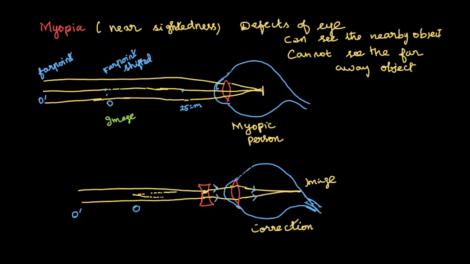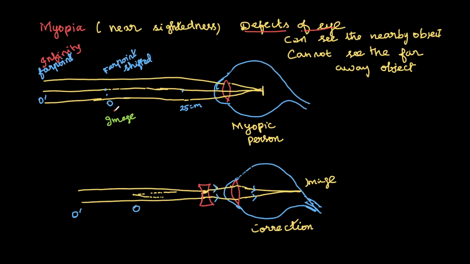Let us see the defects of the eye. We have three types of defects. First, we are going to see myopia. Myopia means nearsightedness. A myopic person can see nearby objects clearly or distinctly, but cannot see faraway objects. The far point of a normal person is infinity, but for a myopic person it is shifted.